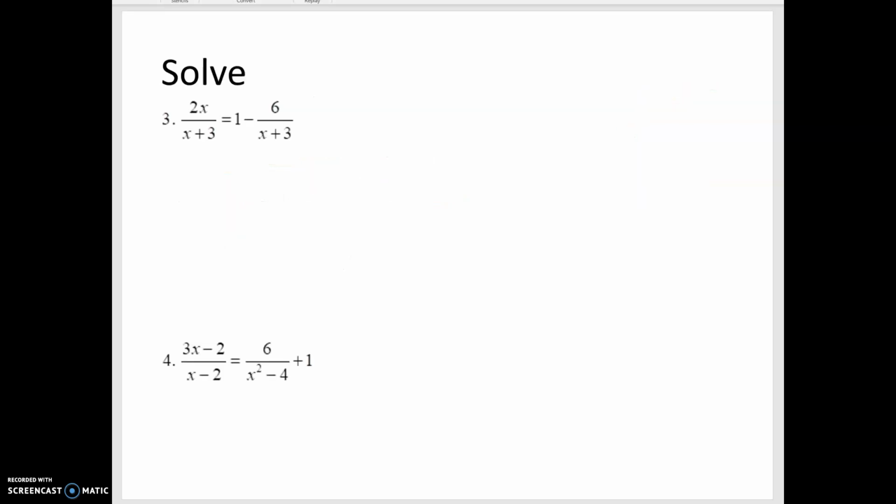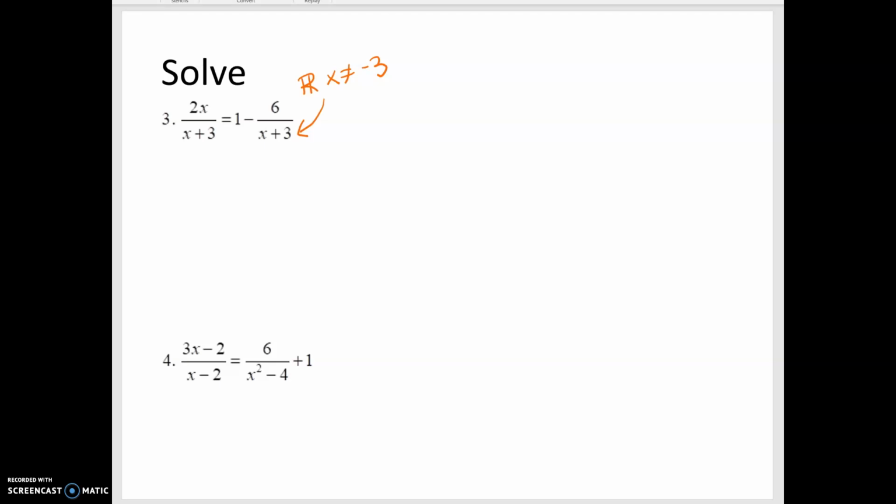So question number 3 says 2x divided by x plus 3 equals 1 minus 6 over x plus 3. This is the new part. It's a little bit different, a little more complicated. Okay, so what I'm going to look for first is anything where my domain cannot exist. So to me, I'm looking at the bottom of these and I'm thinking, well, if I have a negative 3 in there, that's going to give me 0. So that's not going to work.